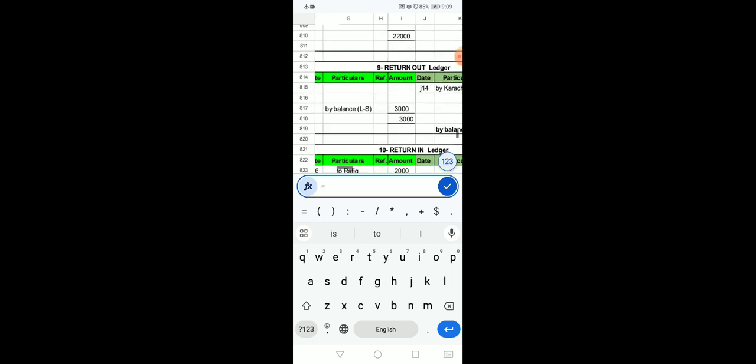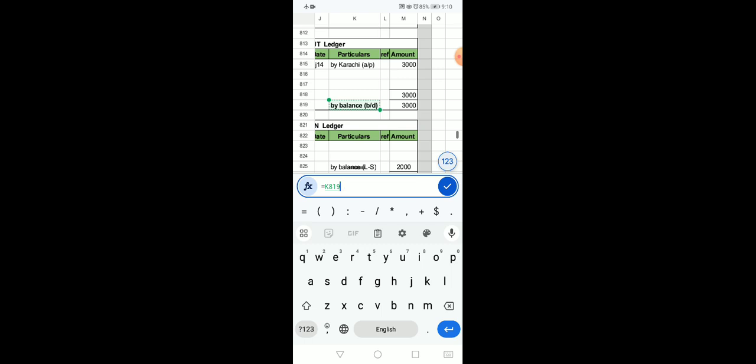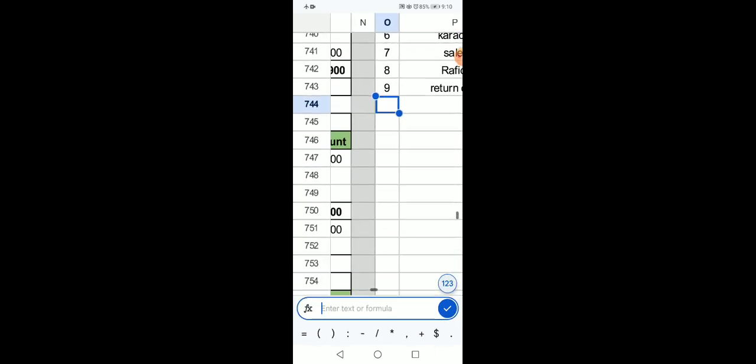Here we have the ninth ledger. You can see the balance is brought down over here. We were making return out. Balance is brought down on the credit side and balance was 3,000. So we will choose the same credit side in trial balance and we'll write down 3,000. This is your credit side. You have chosen 3,000 written in front of return out. Ledger number 9 is completed.